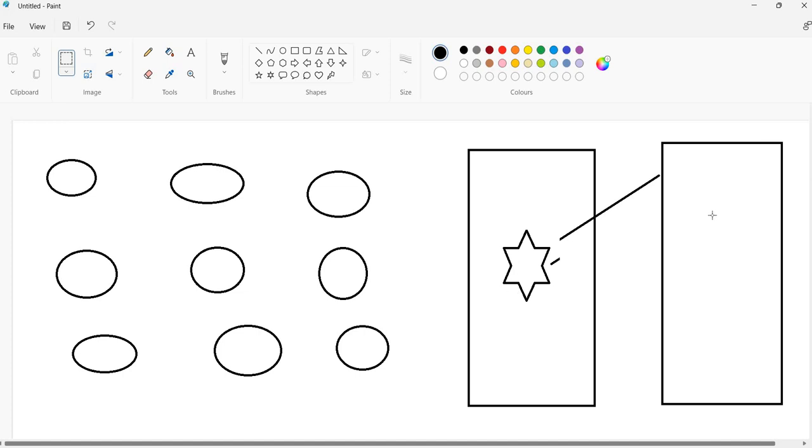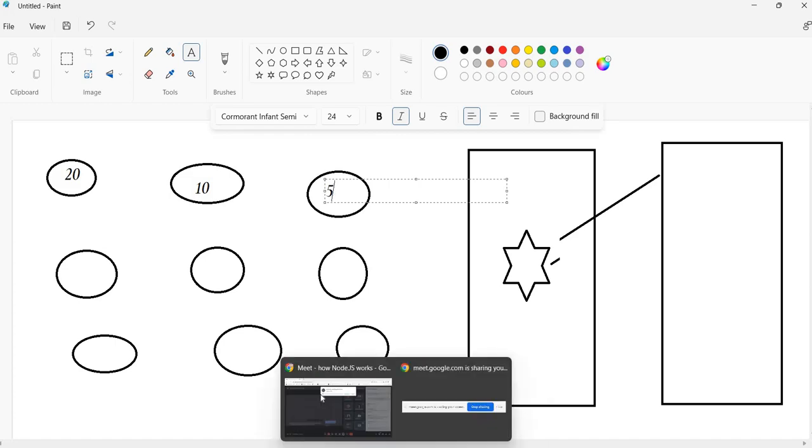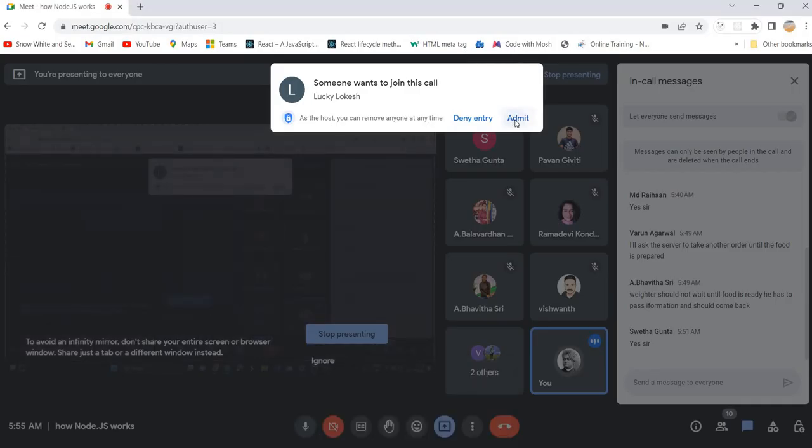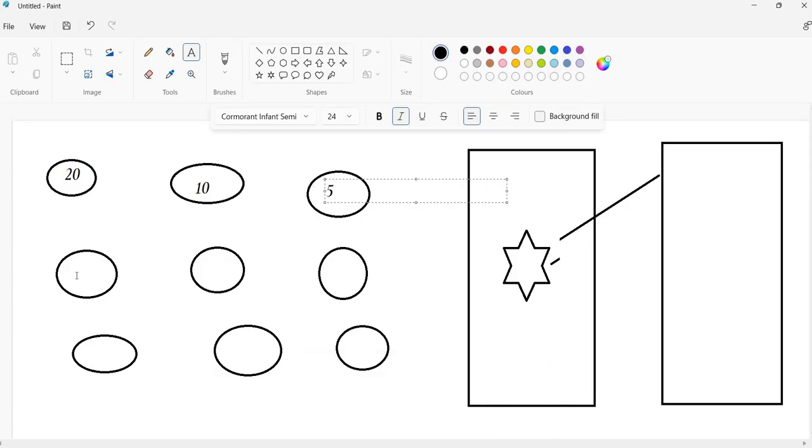And who is going to serve again? We need to give a response also, right? Suppose this food order will take 20 minutes to complete. Suppose this person's order will take 10 minutes, or this person will take 5 minutes, and this person takes 1 minute. Just imagine the random timings.